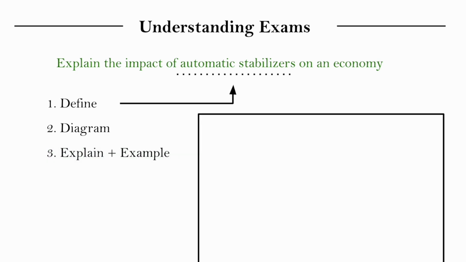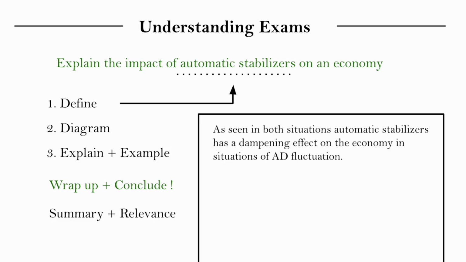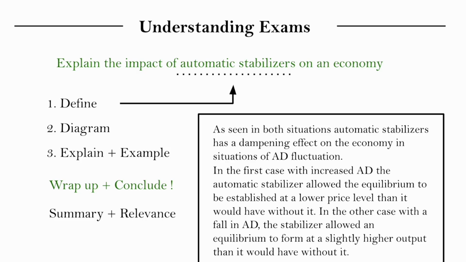After you explain the diagram, it is about the point where you want to start to wrap up your paper and write a conclusion. What you want to do is summarize the main points and then close with a bit of why we talked about this and why it is relevant. So if we were to try writing something like that together, leading into the conclusion: as seen in both situations, automatic stabilizers have a dampening effect on the economy in situations of AD fluctuation. And then this is the summary bit. I won't read this one out because you guys already heard it before, but if you want to, feel free to pause and just read it.